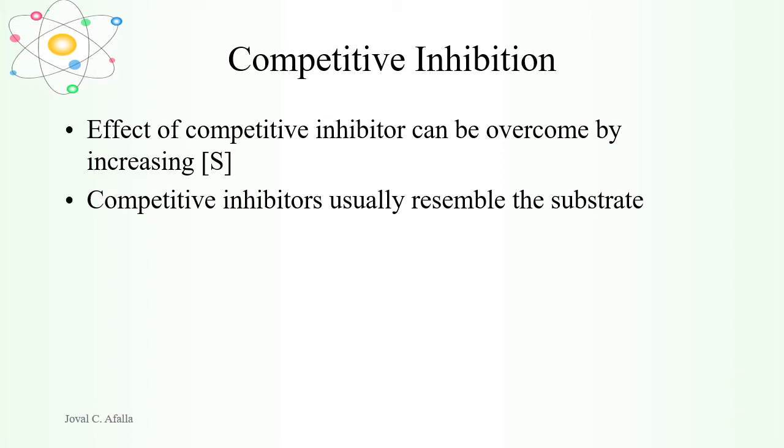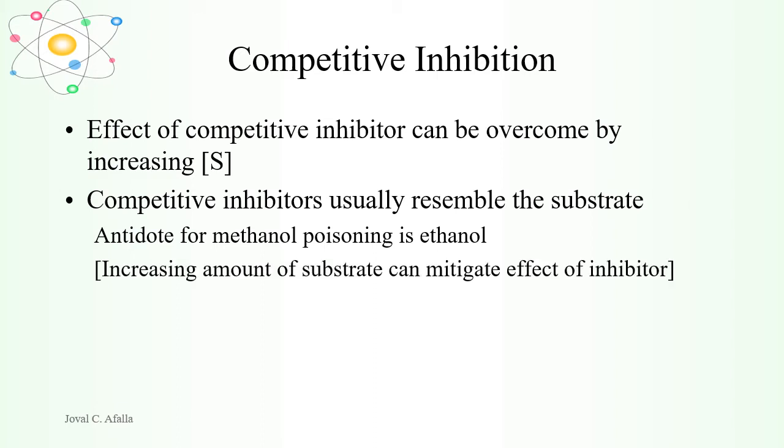How does that work? Well, if we go back to the mechanism, the substrate has a complementary shape to the active site. Therefore, the competitive inhibitor should also have a complementary shape to the enzyme active site. So competitive inhibitors usually resemble the substrate. For example, the antidote to methanol poisoning is to ingest ethanol. By the way, methanol is toxic. If you ingest methanol, it can cause blindness. So if somebody has ingested methanol, one way to combat that is to introduce ethanol. In other words, increasing the amount of the substrate can mitigate the effect of the inhibitor.